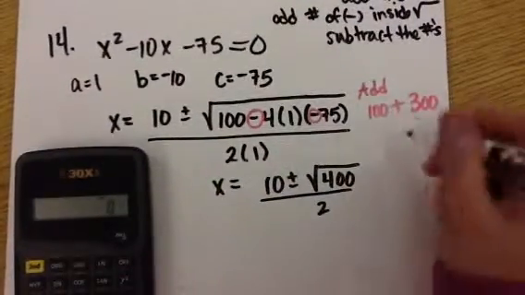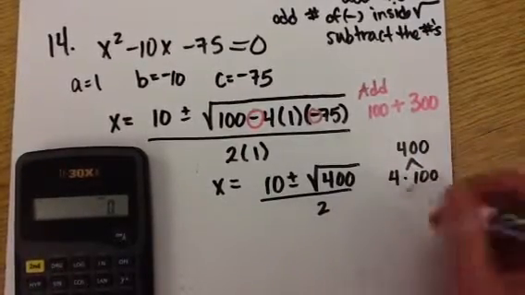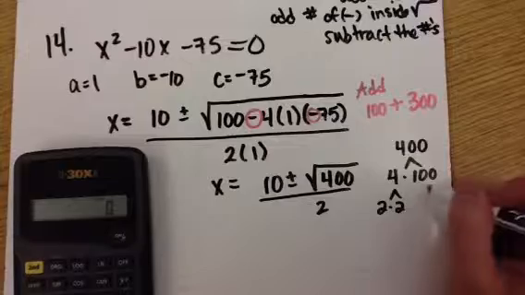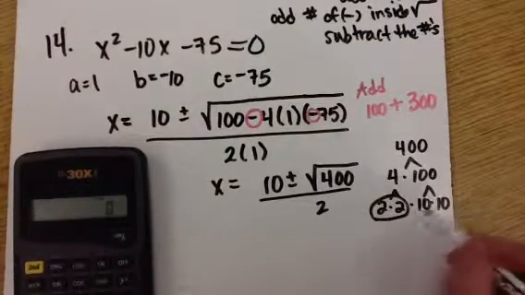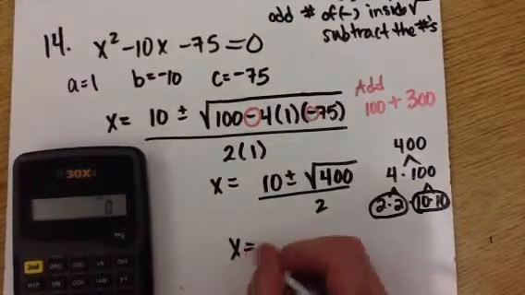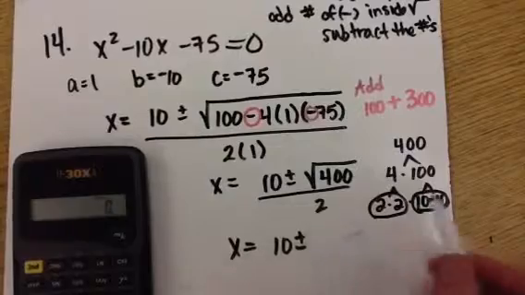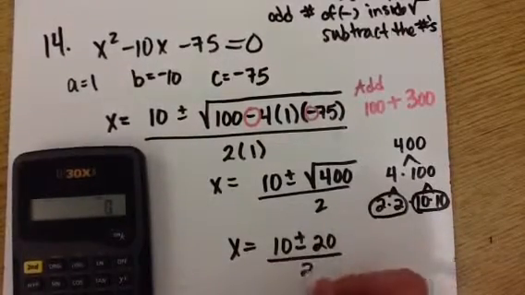Let's see, the square root of 400. 400 would be 4 times 100. 4 is 2 times 2. 100 is 10 times 10. So I can bring out a 2 and bring out a 10, and there's nothing left inside. So x will equal 10 plus or minus 2 times 10, so 20, all divided by 2.